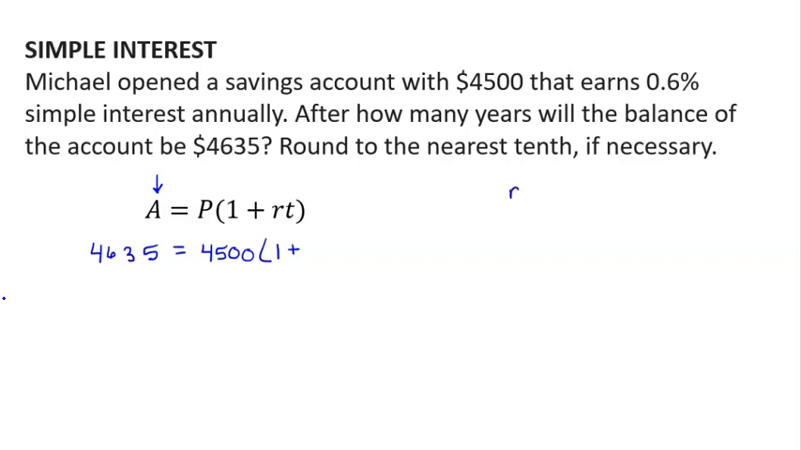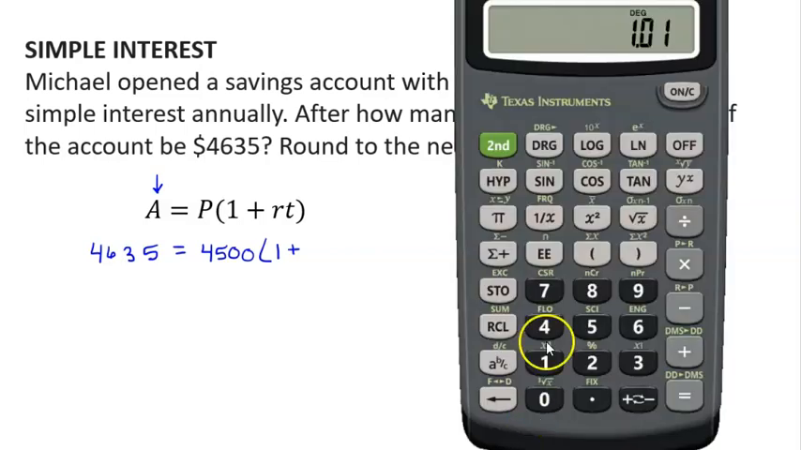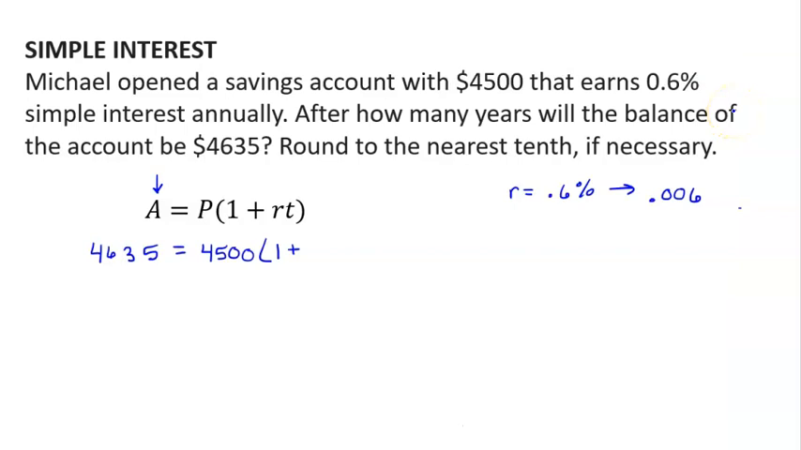And don't forget that R is going to be 0.6%, but we have to write it as a decimal, so that's going to be 0.006. If you're not sure, type it in your calculator. 0.6% divided by 100 gives us that 0.006. And then T, or how many years, is what we're trying to find. So that's going to be times T. So if they're asking you for an equation, they might ask you for something that looks like this.